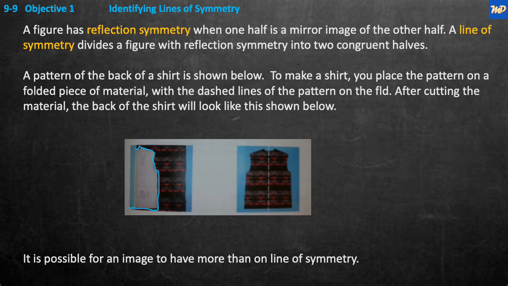And here's the fold right down this edge over here. The fold is along this line here. And then you cut it out. You follow this with the scissors, and you cut it out. And when you open it up, you see the line of symmetry and how they're equal on both halves because of what you've done. It is possible for an image to have more than one line of symmetry.